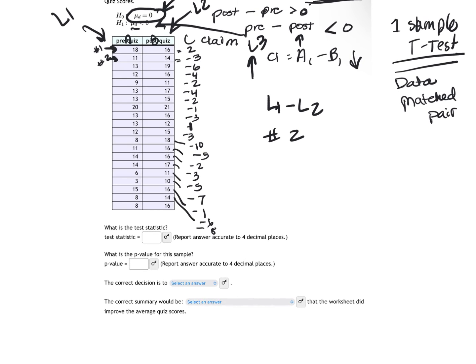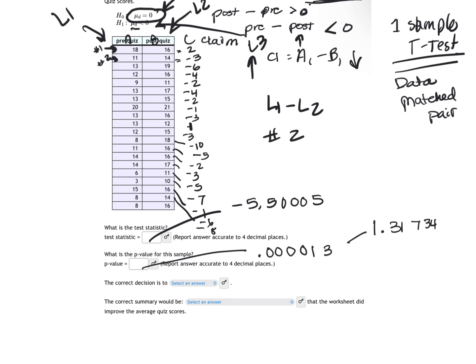And that gives me the following test statistic, negative 5.5000005, and the following p-value, 0.000013. Now, notice that the p-value is actually reported on my calculator like this, and I see this a lot on exams. Obviously, it can't be more than 100%. A p-value is a probability, and it cannot be greater than 1. It has this e to the negative 5 after it, and that means that the decimal place is moved over 5 places.